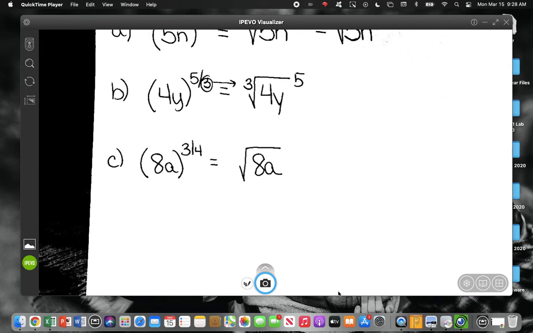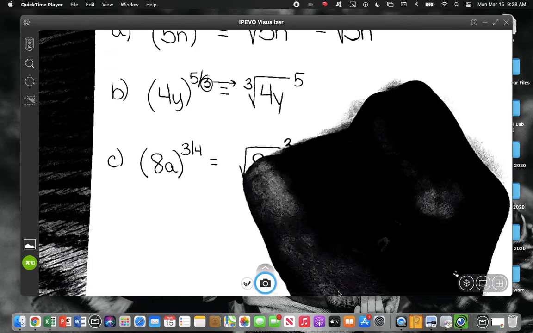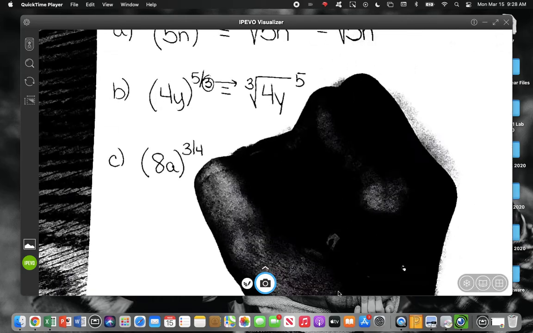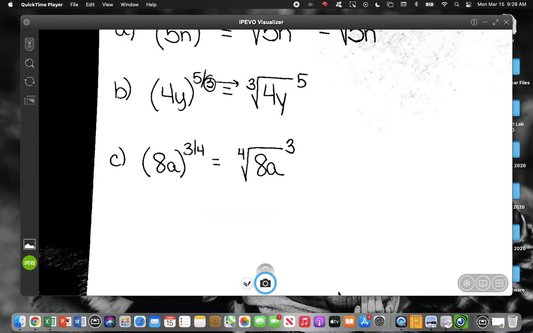All right, so A goes inside the radical. What number goes here for my power? 3. My power is 3, and what's my root? 4. How many of you think you could do those on your own? I'm going to say they're pretty easy, right?